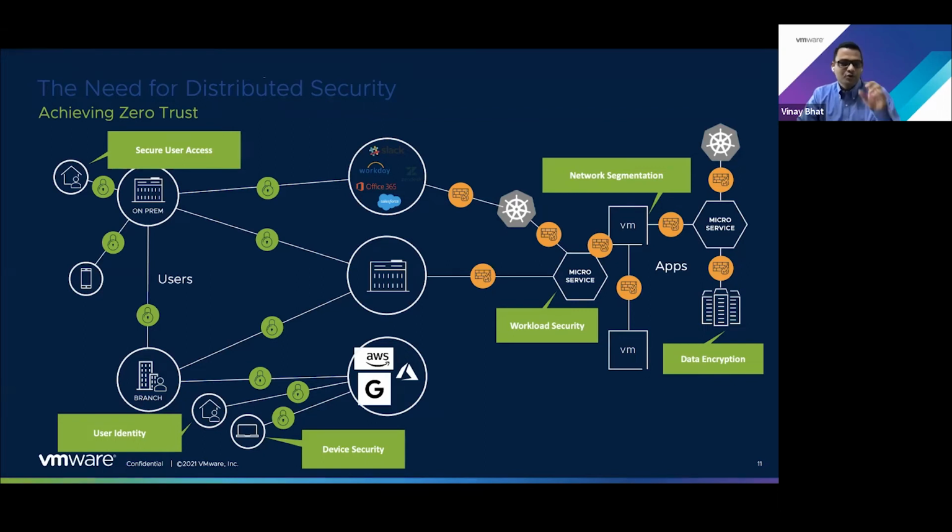The elephant is, you need to protect your VMs, you need to protect your microservices, you need to protect your devices, you need to protect your network, you need to protect your laptops, you need to protect your cloud, you need to protect every damn thing which is there in your IT today. And that's what achieving zero trust will help you to do.